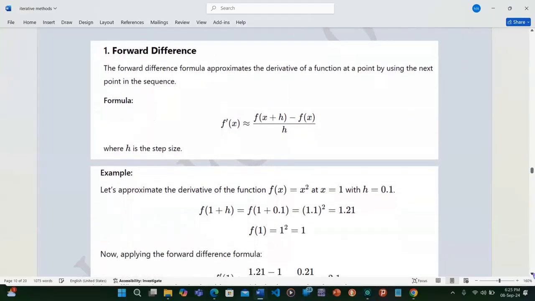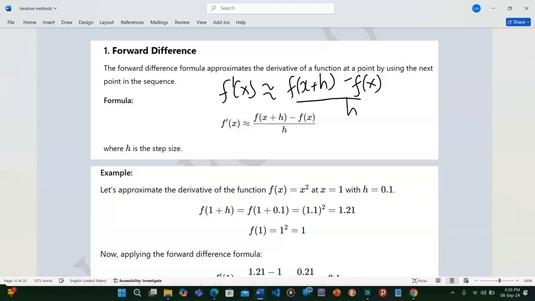Let's look at the forward difference. The forward difference approximates the derivative of a function at a point by using the next point in the sequence. So we are saying we are approximating the derivative of a function. So f prime of x approximates to f of x plus h minus f of x, everything divided by h. And h is what we are calling the step size.